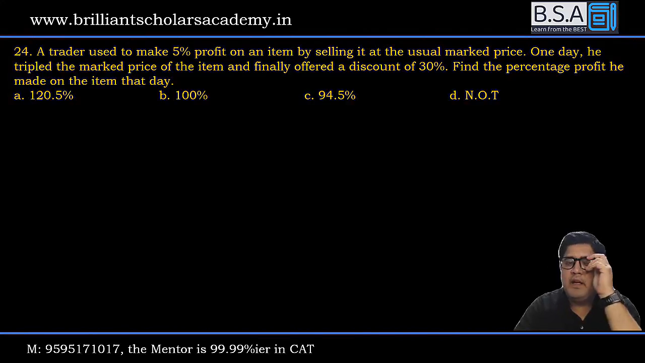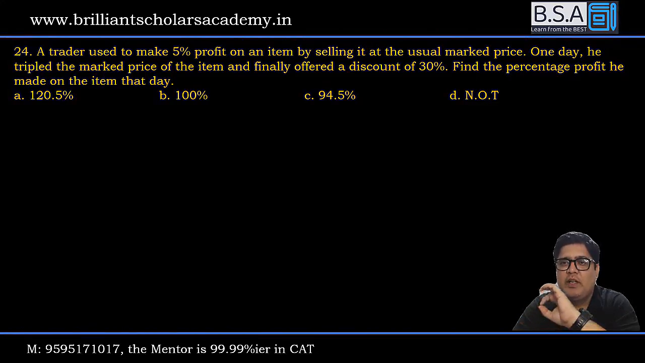A trader used to make 5% profit on an item by selling it at the usual marked price. One day he tripled the marked price of the item and finally offered a 30% discount. Find the percentage profit he made on the item that day.